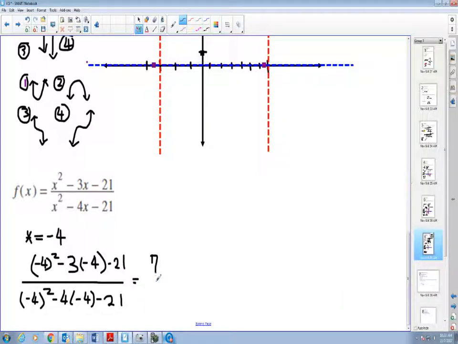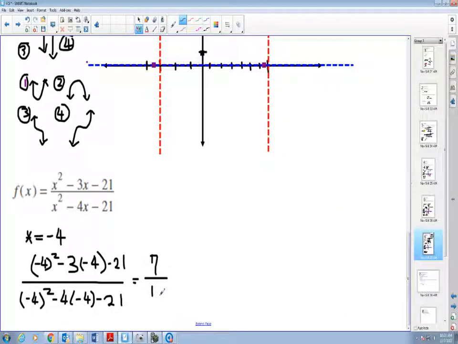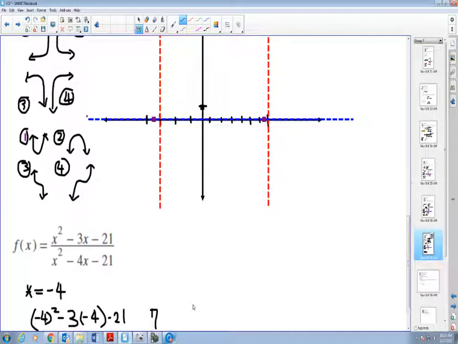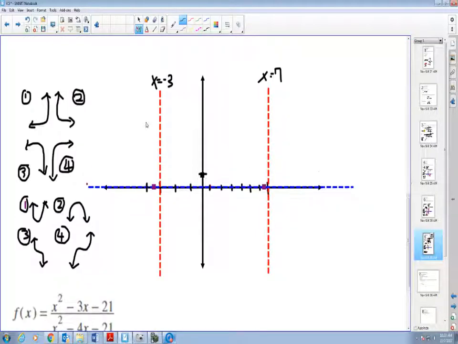Over this is 16 plus 16, minus 21. That's 11. And that's a positive value. Positive value here. Think about this. Positive value here. Alright, so that means at negative 4 is a positive value. So which one do I pick?